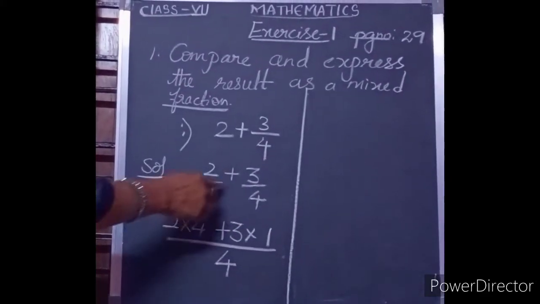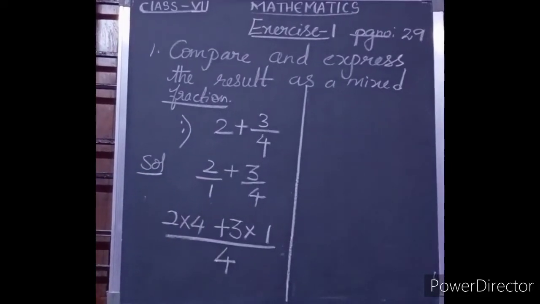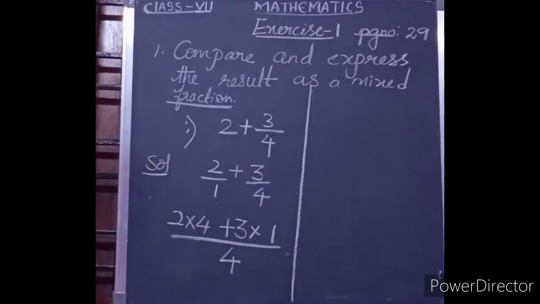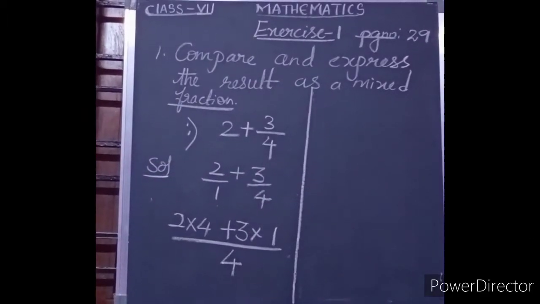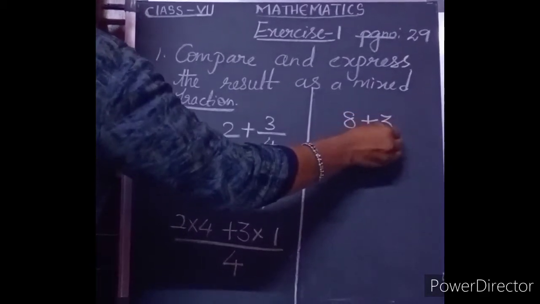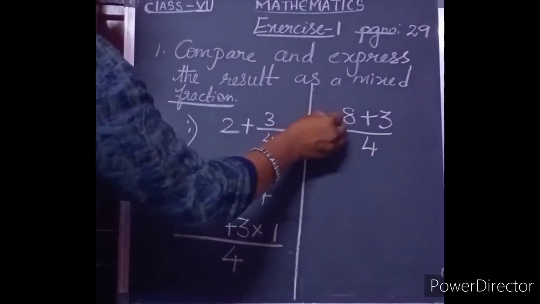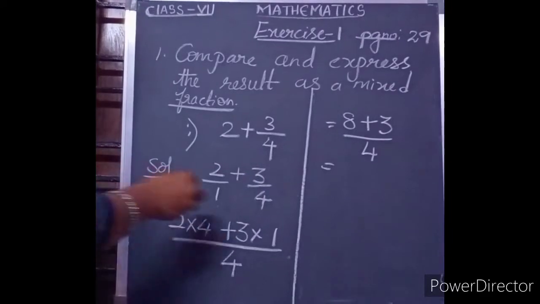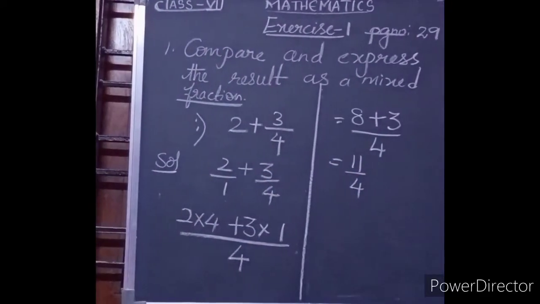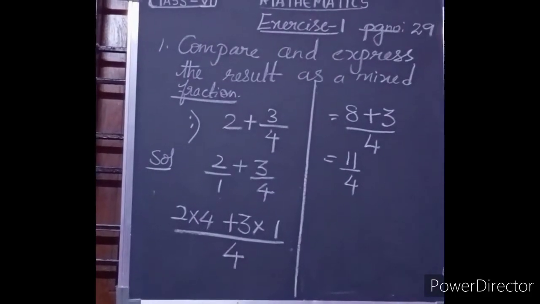You know how it came. Next, 2 4s like this. 2 into 4, 3 into 1. 2 4s how much? 8, plus 3 ones, 3 by 4. What is 8 plus 3, children? 11 by 4. Now we have to write this as a mixed fraction.